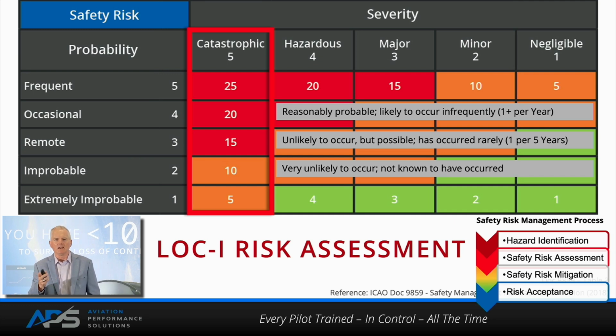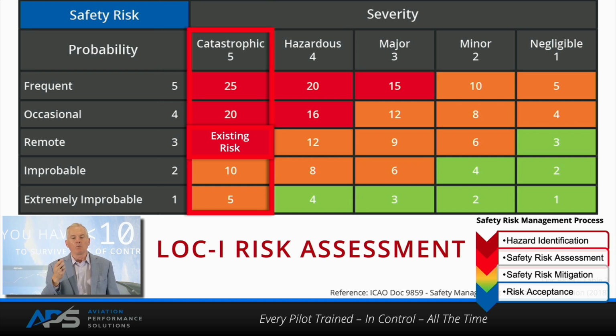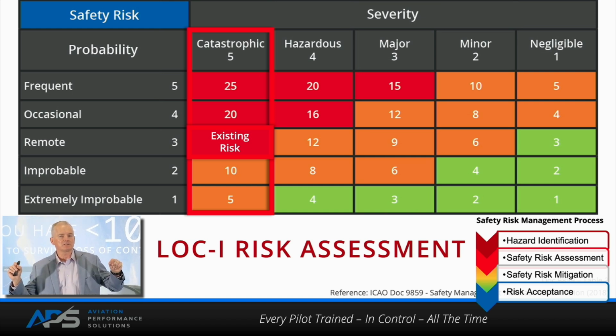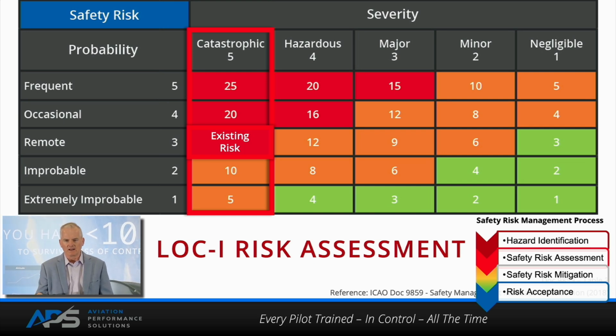But look at where remote lives. We're under the catastrophic column under remote. A value score of 15, which is an intolerable risk or existing risk, lives right there, which by definition means we need to cease the operation and mitigate it. So that's based on the existing training system, the existing certification, the existing type rating, is that loss of control in flight, by the true nature of risk assessment, really is still a massive threat to the aviation industry, more than anything else.